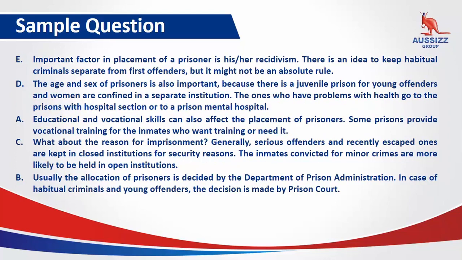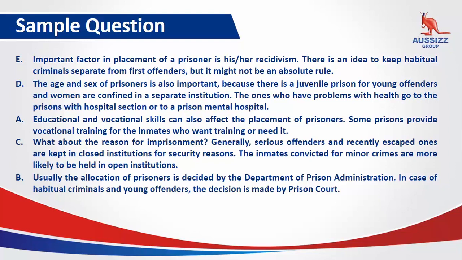Checking our answers, we see that this is correct. An important factor in placement of a prisoner is his or her recidivism. There is an idea to keep habitual criminals separate from first offenders, but it might not be an absolute rule. The sex and age of prisoners: the age and sex of prisoners is also important because there is a juvenile prison for young offenders and women are confined in a separate institution. The ones who have problems with health go to the prisons with hospital section or to prison hospital or mental prison hospital.